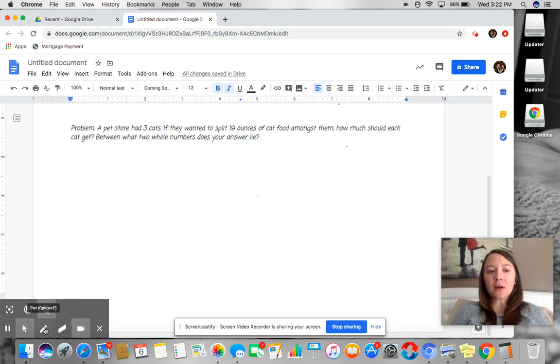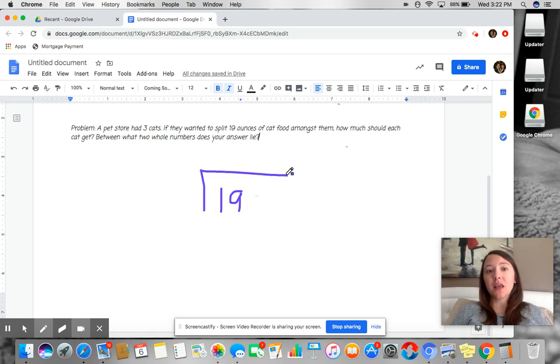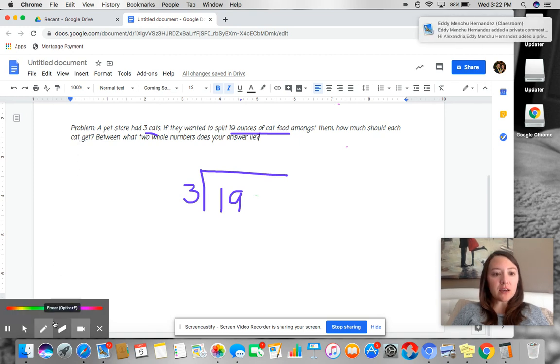So I know that my dividend or my total is going to be 19. I have a total of 19 ounces of food that I'm going to share. I'm going to share that with 3 cats. So that would be my divisor, or the group that I'm going to divide into. So now it's asking me how much should each cat get. So I'm simply going to divide using my division rules.